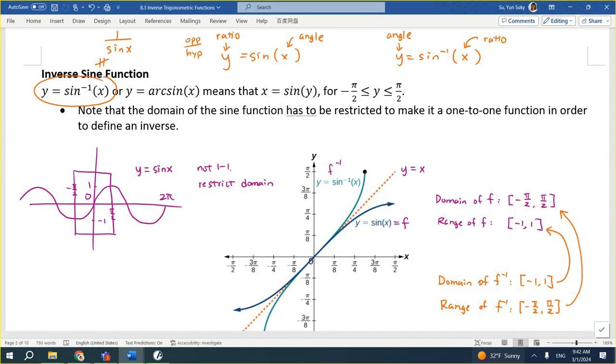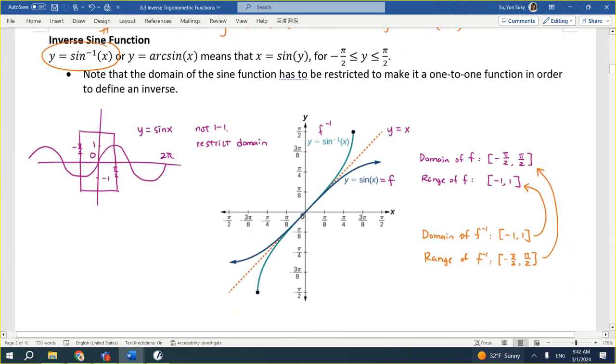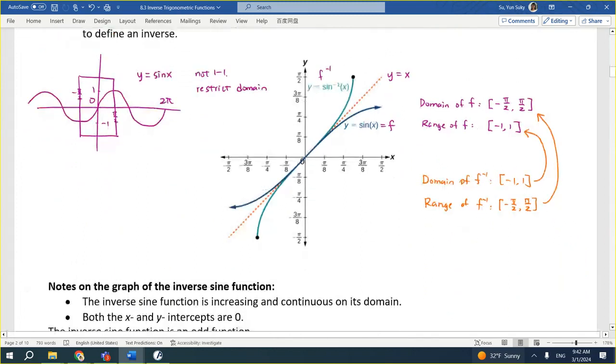Any questions so far? So gotta be careful what it means. What's your input? What is output? For inverse function, the input is a ratio, it's a number, and then the output is an angle in radian. Okay. So from now on, in this chapter we use radian. We don't use degree anymore. Okay, that is the inverse sine function.